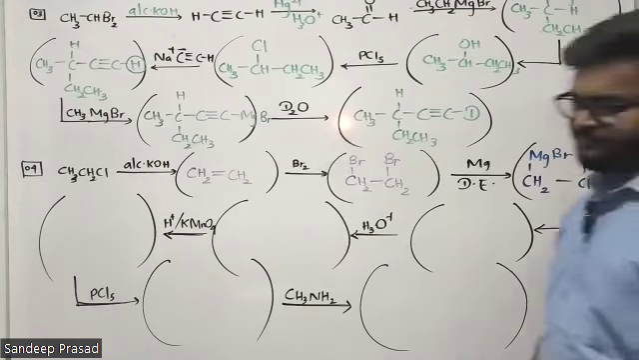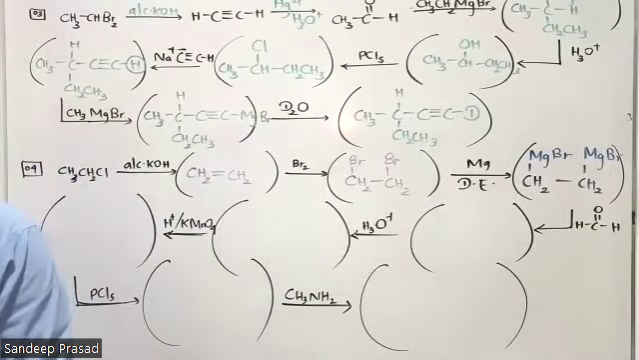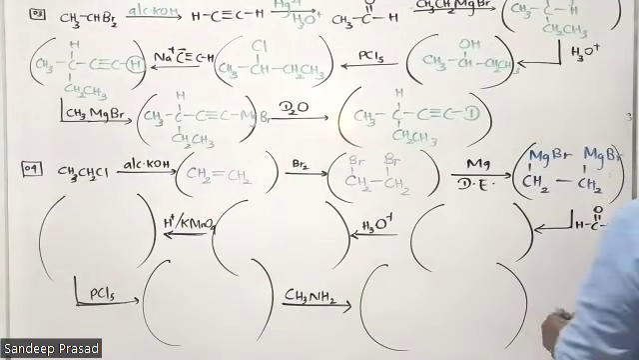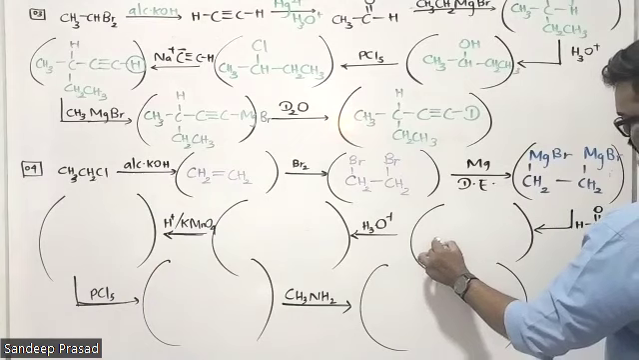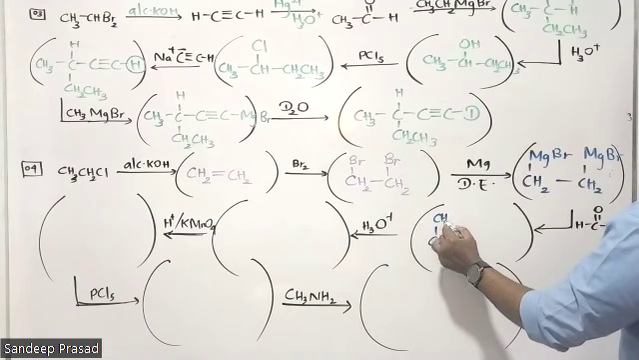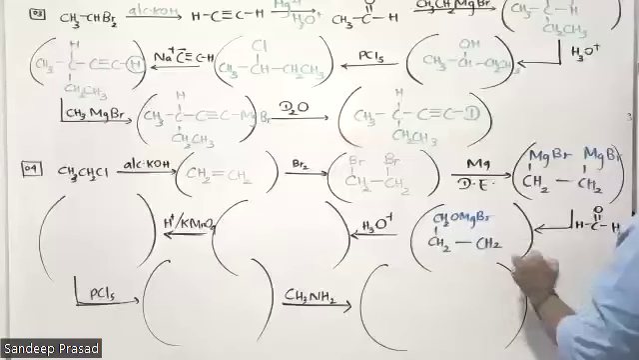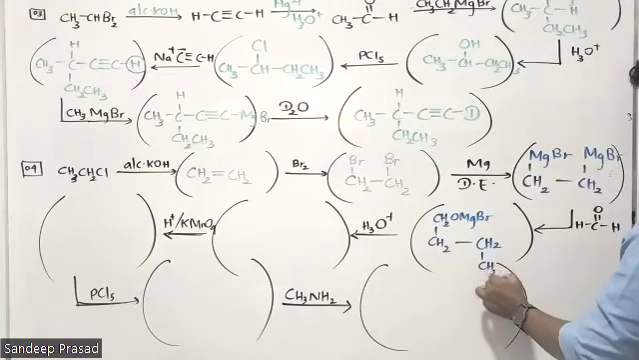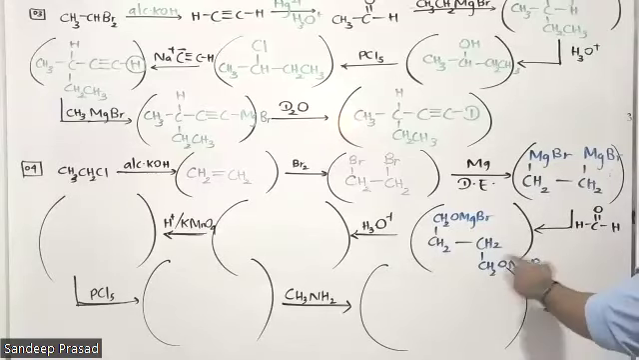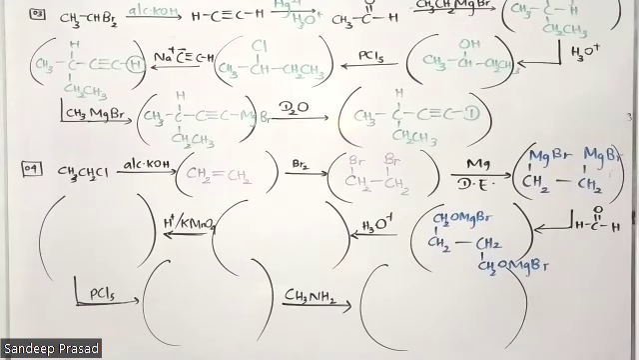2 MgBr groups are there. What do you think? If I write this compound in this way, check this one. CH2OMgBr, CH2OMgBr, right? If you write down this one upside also, that's correct. But since I don't have enough space, I wrote like this.